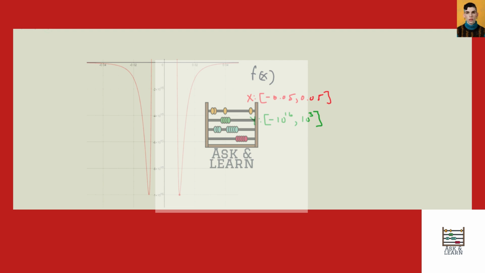So this here is a nice little graph of it, and the viewing windows we would actually want to use would be between negative 0.05 to 0.05 for x, and for y, negative 10^6 to 10^3.